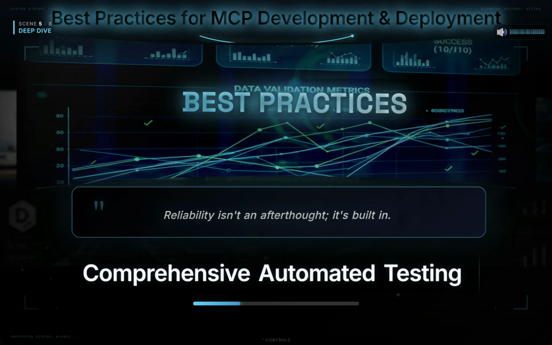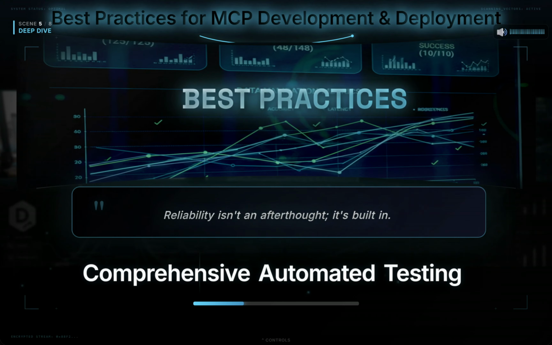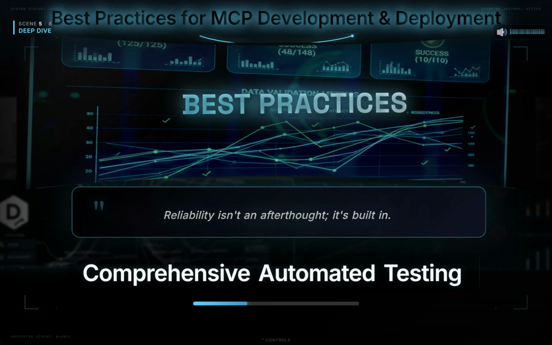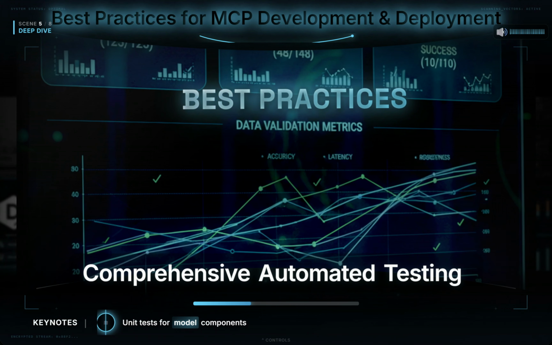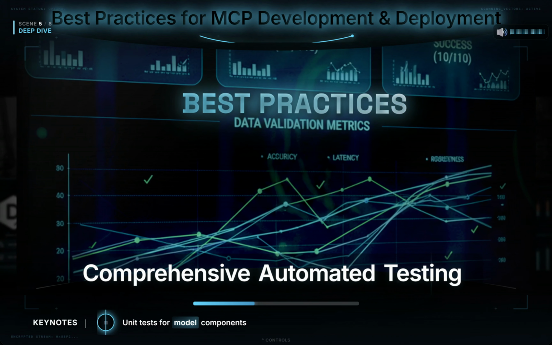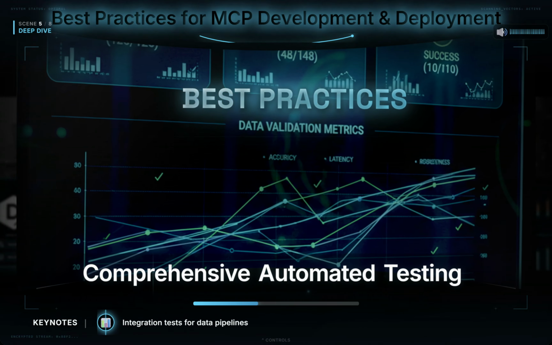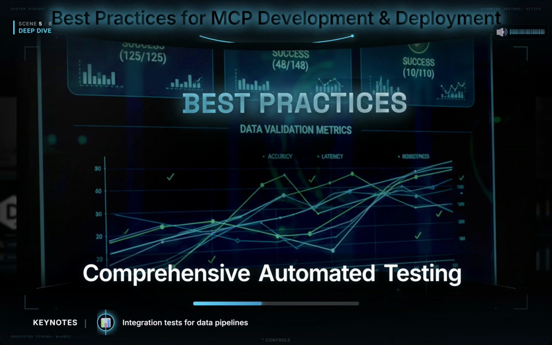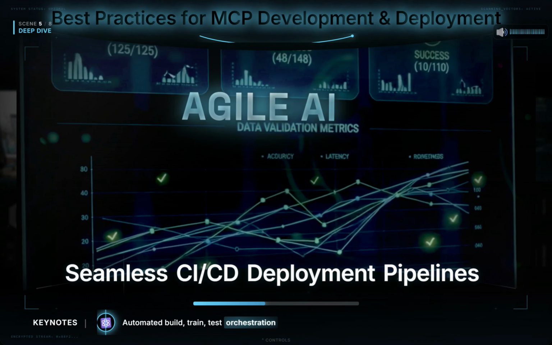Next, comprehensive automated testing is non-negotiable. AI demands more than traditional unit tests. You need robust strategies. Unit tests for model components, critical integration tests for data pipelines. Also, dedicated performance testing for inference latency, and data validation tests to ensure input quality. You might be thinking, how do I ensure my model behaves as expected across diverse, evolving datasets? MCP's environment facilitates these complex test suites, ensuring reliability before deployment.